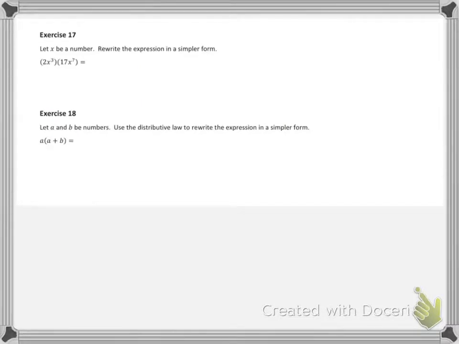Number 17. We're going to write this in simpler form. So let's see, our bases are the same. You can see that that is an x and that's an x. So I can multiply 2 times 17, that's 34. And then I'll apply my rule for multiplying exponents. So I've got x to the 3 plus 7. And if I simplified it all the way, that would be 34x to the 10. 3 plus 7 is 10.